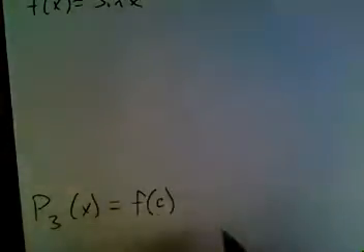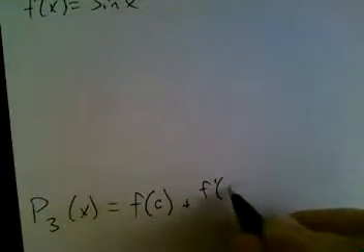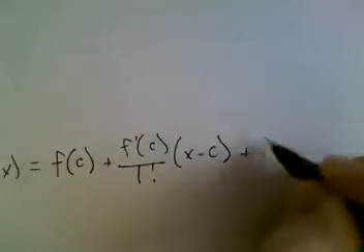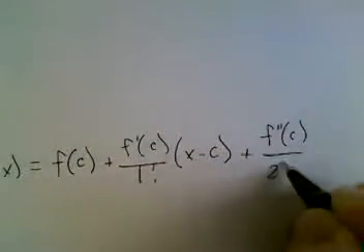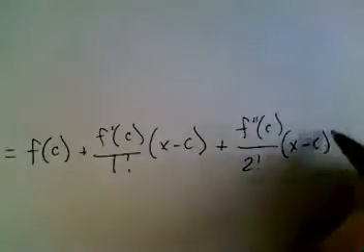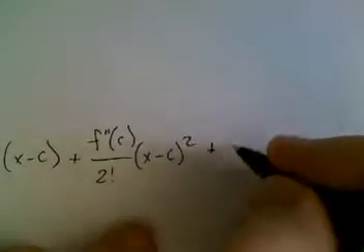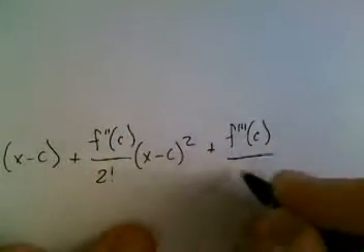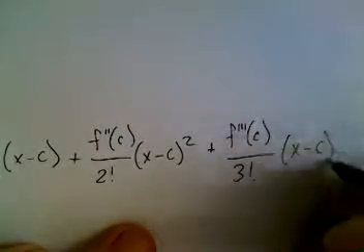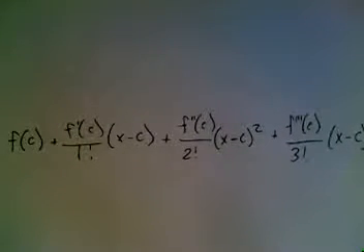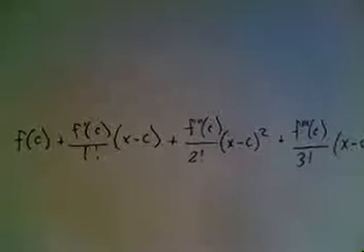This is going to be f of c, the first value, plus the first derivative at c divided by 1 factorial, times x minus c, plus the second derivative at c divided by 2 factorial, times x minus c squared. This is the 0th, first, second, so the third degree would be the third derivative at c divided by 3 factorial times x minus c to the power of 3. I hope at this point of the notes you are 100% comfortable with memorizing where the Taylor polynomial comes from and that pattern.